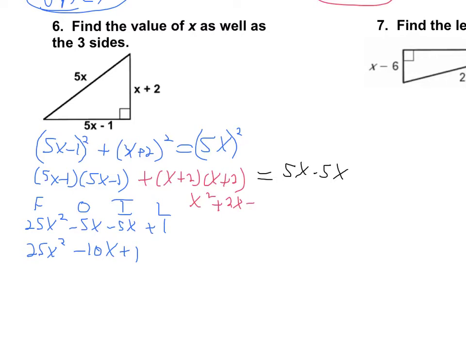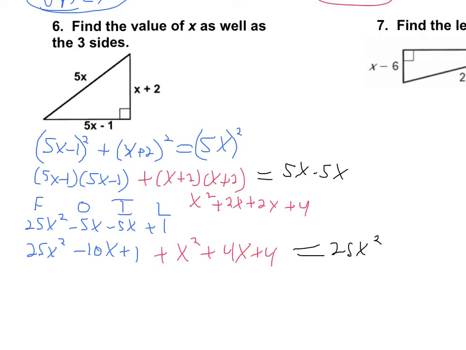Inside is also 2x. Lasts, 2 times 2 is 4. Okay, let's put those down here as well. X squared, the middle two become 4x, and then we have plus 4. All right, then on the other side of the equal sign, 5x times 5x is 25x squared. All right, we've got to combine like terms and get everything on one side.